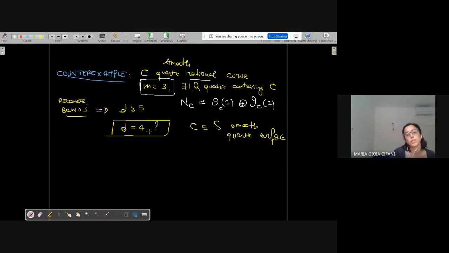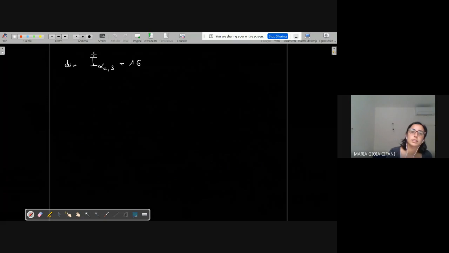So the question is, what happens in degree 4? So C is contained in a smooth quartic surface. Okay, so we have the E alpha C in degree 3 that we can compute as dimension 16. We can compute it using also, if you want, that dimension that is easier to compute.